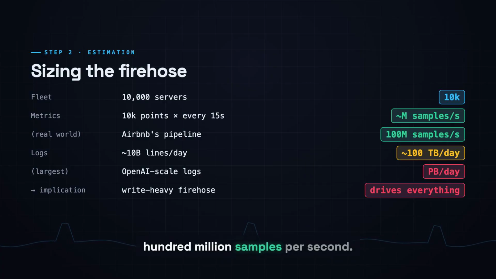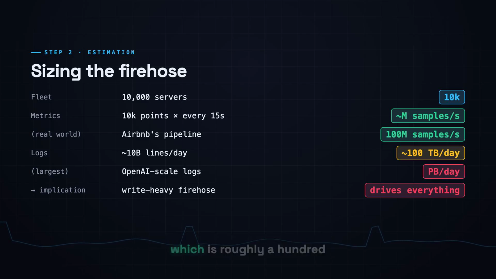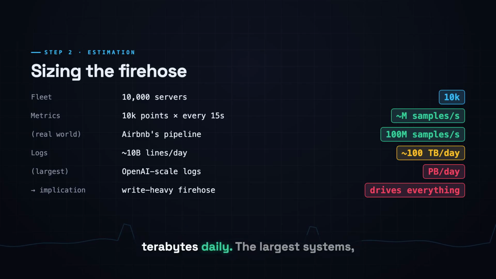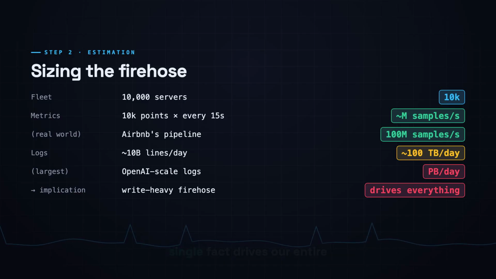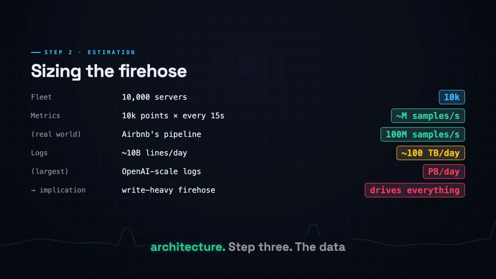Now logs. A mid-sized platform can easily produce 10 billion log lines a day, which is roughly 100 terabytes daily. The largest systems, like OpenAI's, ingest petabytes of logs every single day. The takeaway is simple but profound. This is a write-heavy, high-throughput firehose, and that single fact drives our entire architecture.